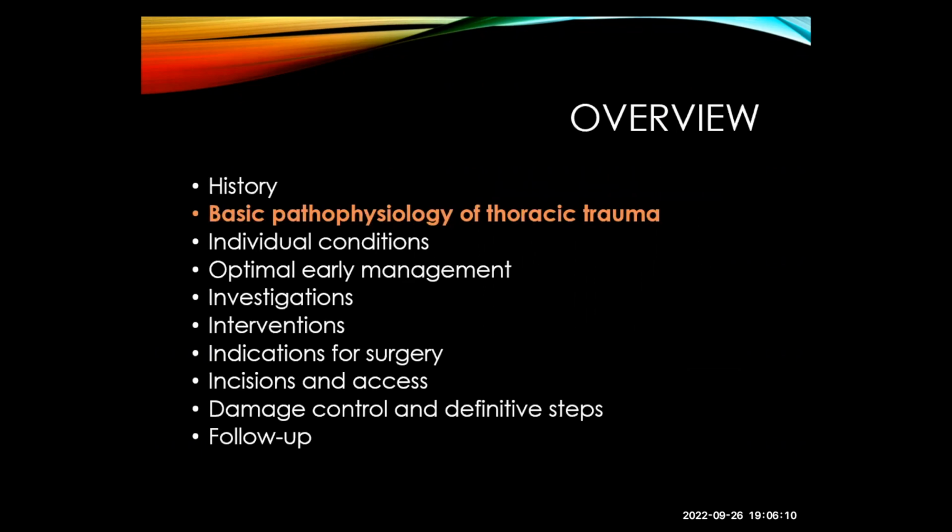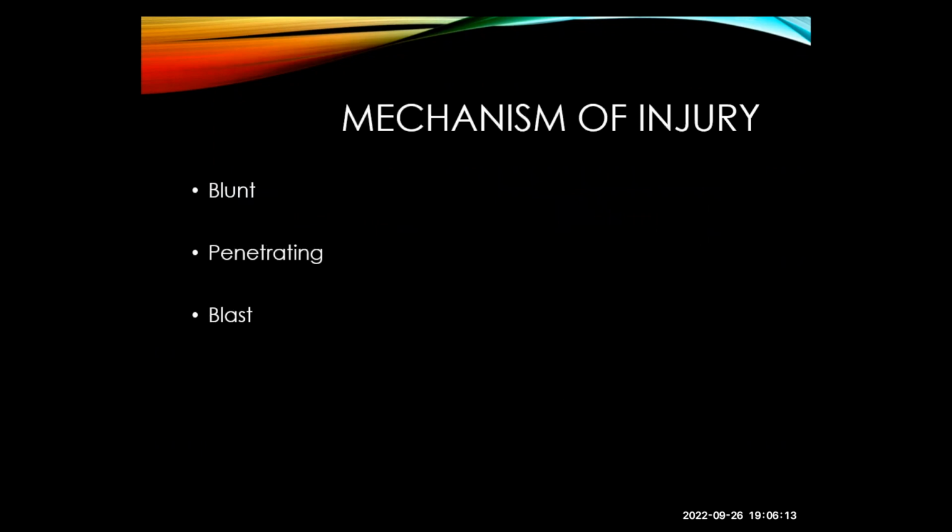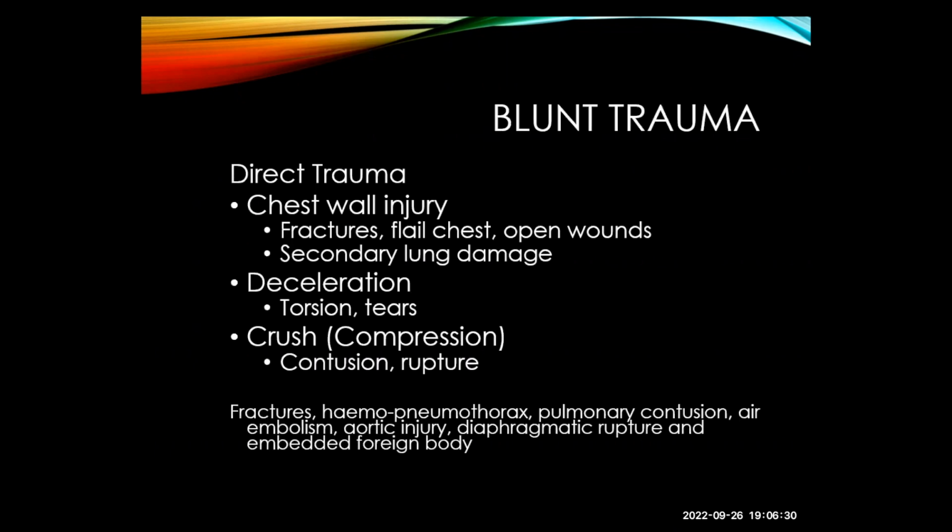So what is the basic pathology of thoracic trauma? It depends on the mechanism of the injury which causes the haemothorax or the pneumothorax. It could be blunt, road traffic accident, hitting yourself with the steering wheel, penetrating, stab, gunshot, or blast in today's world. If there is shrapnel or whatever, that can again cause damage. But whichever way the trauma is, all it does is it causes fractures, flail chest. The deceleration can cause tears and torsion, and congestion and compression can cause rupture. So all of these can manifest as pneumothorax, contusion, and the rest of them.